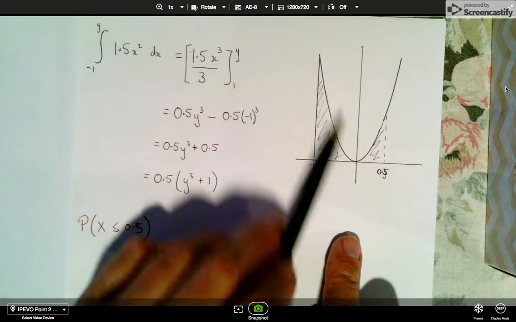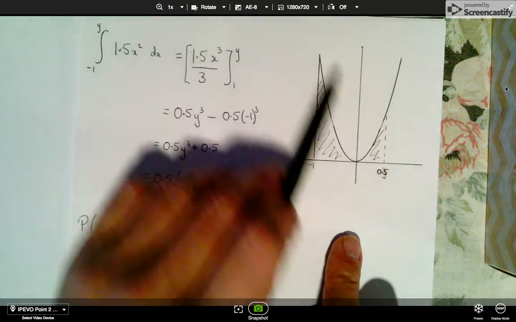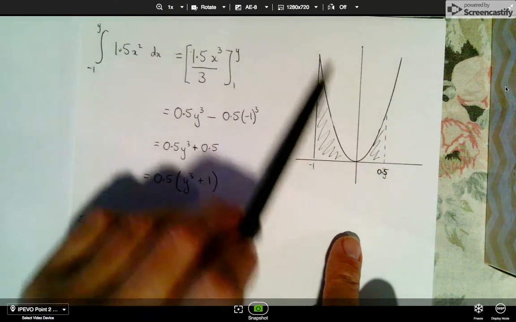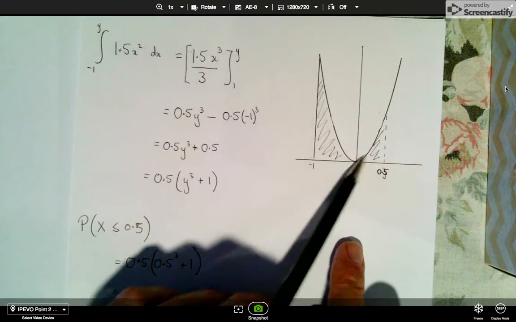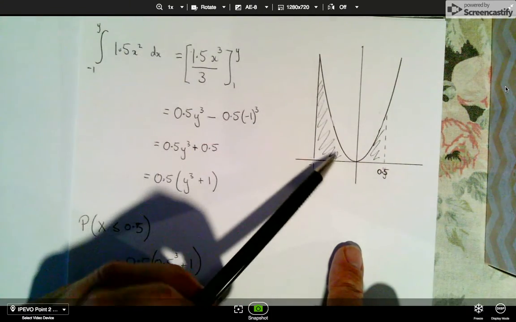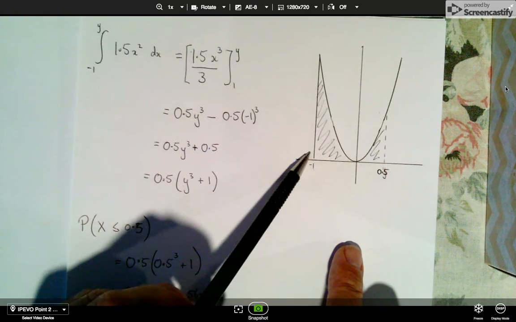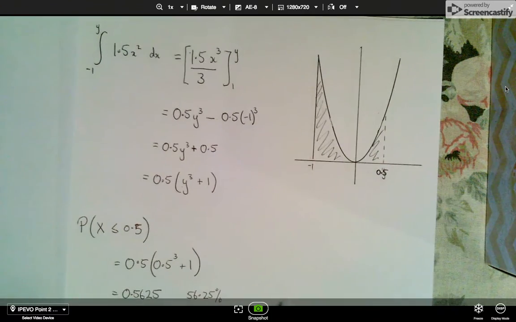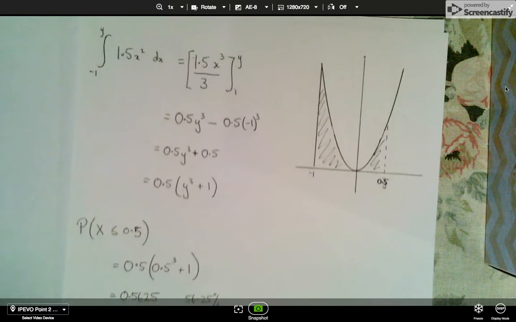Sort of makes sense. This is 50%, and we'll use this sort of stuff when we look at z-scores. So this is 50%. This is the extra 6.25% just here. Okay, but we will look at that. You understand that this is 50% because it's half the graph, or that symmetry, hopefully.